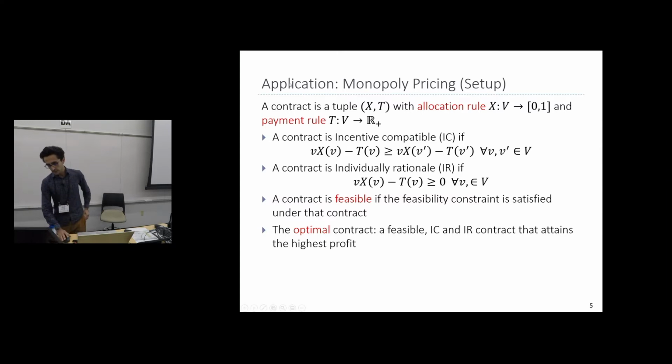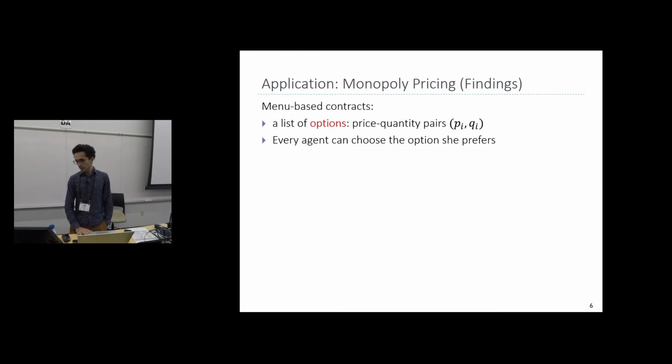Okay, and here is the key definition on the slide. We are looking for the optimal contract. What is the optimal contract? Among the space of all feasible, incentive compatible, and individually rational contracts, we are looking for the one that attains the highest profit. Okay? So basically, you want to see how the optimal contract looks.